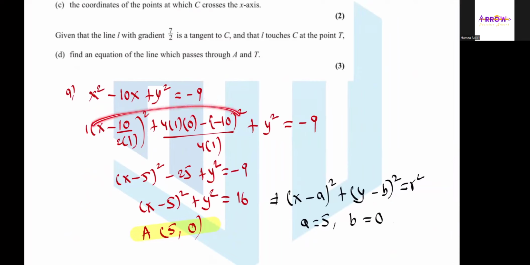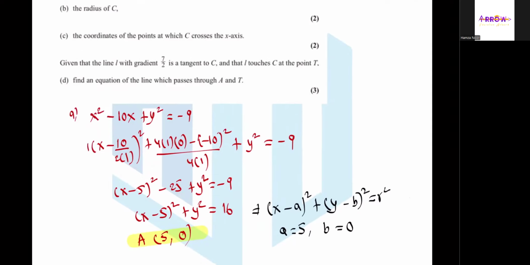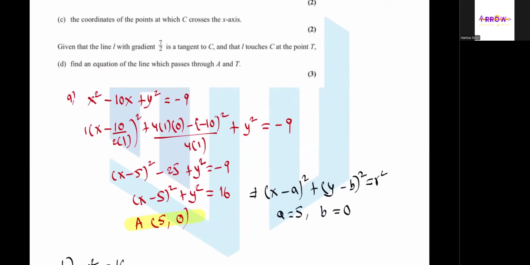So when this is converted into a completing square form, this gives us x minus 5 whole square minus 25. Meaning when x square minus 10x is converted into a completing square form, this will give us x minus 5 whole square minus 25, and then plus we have y square over here, and this is equals to minus 9. So I can say that x minus 5 whole square plus y square is equals to minus 9 plus 25, which is 16.